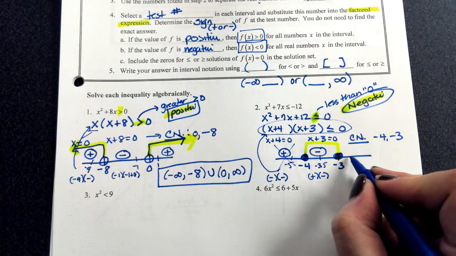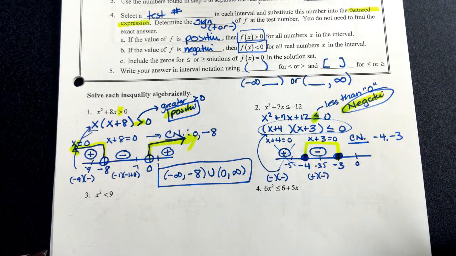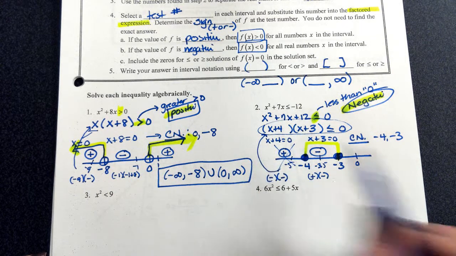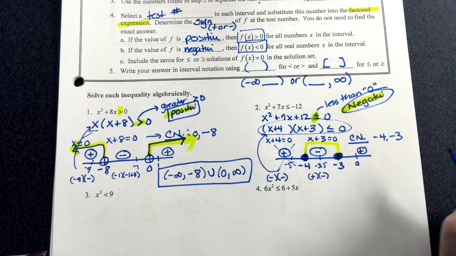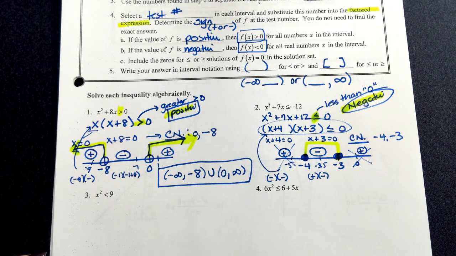When I plug in a number larger than -3, I'm just going to use 0. 0 is the easiest number to work with. 0 is greater than -3. 0 plus 4 is positive. 0 plus 3 is positive. So I know this would also be positive. So there'd be no solutions in that interval. Any questions on how I did the number line test here?